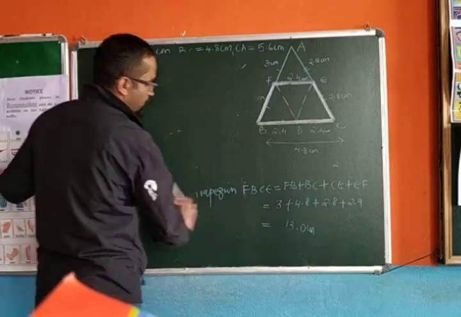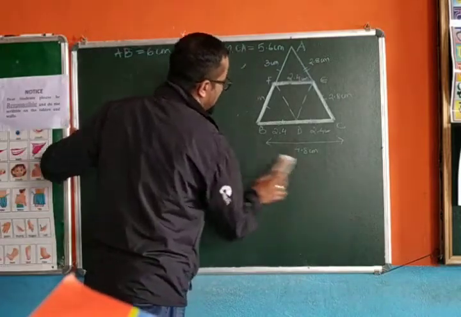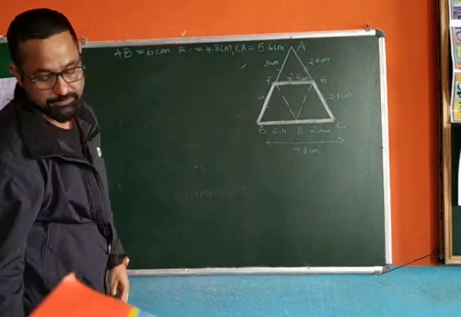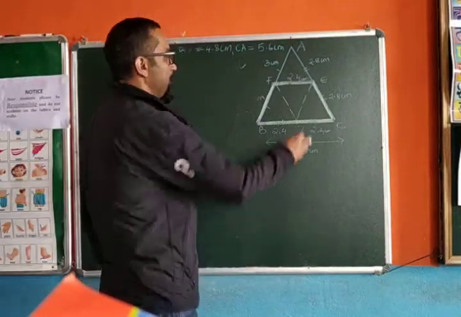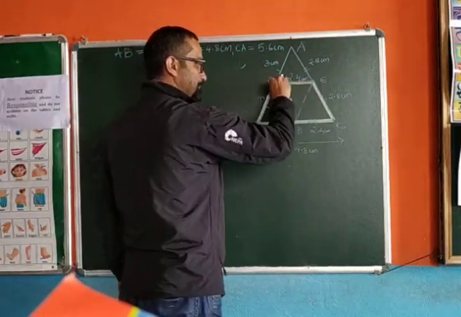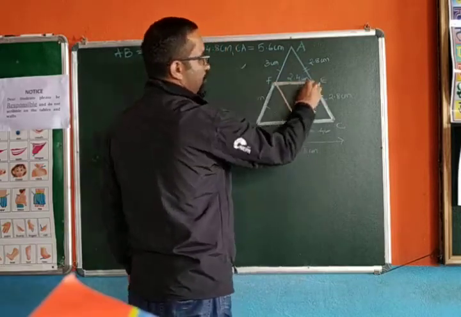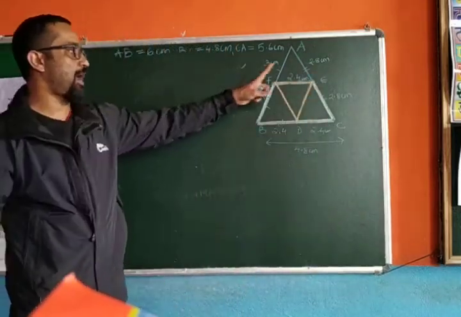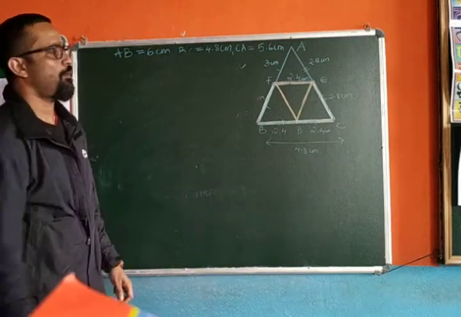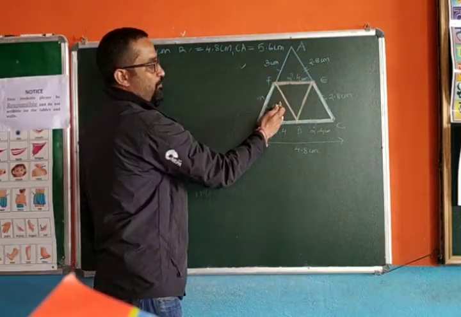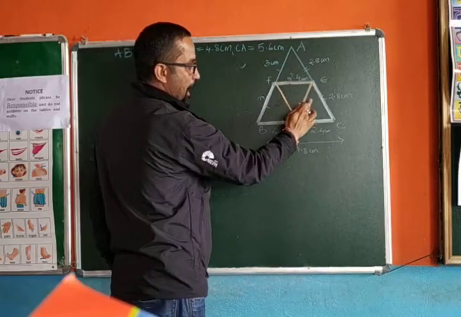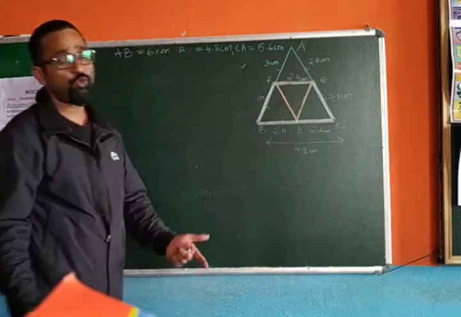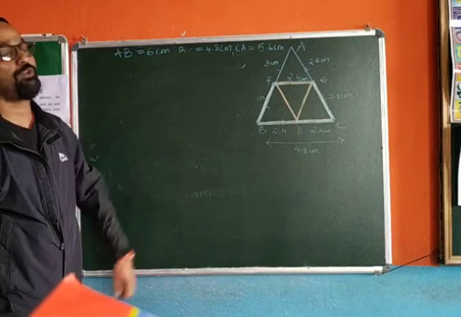Now the second part. The question says to calculate the perimeter of triangle EFD. We need to find the perimeter of triangle EFD. One side is known, we do not know the sides FD and DE. We use the midpoint theorem to calculate this.